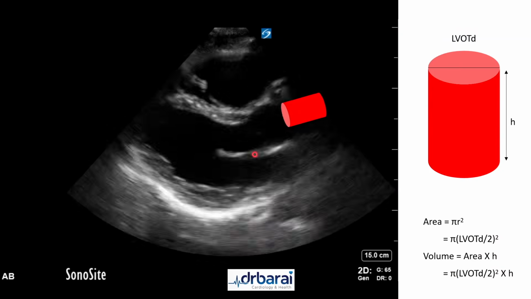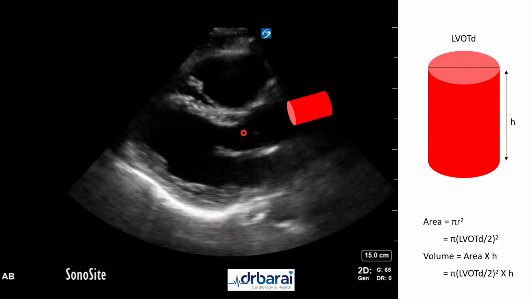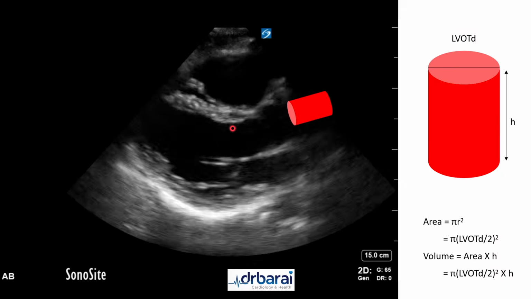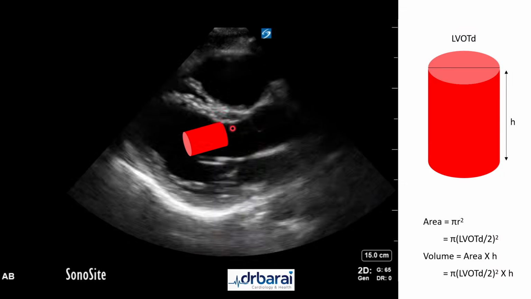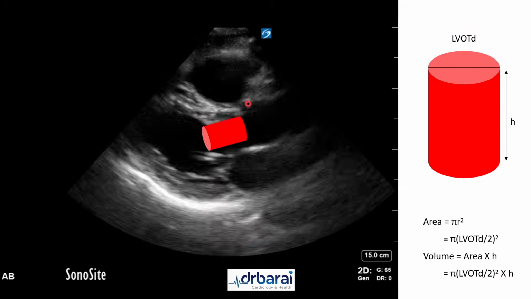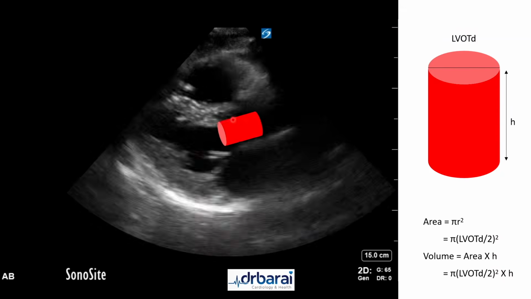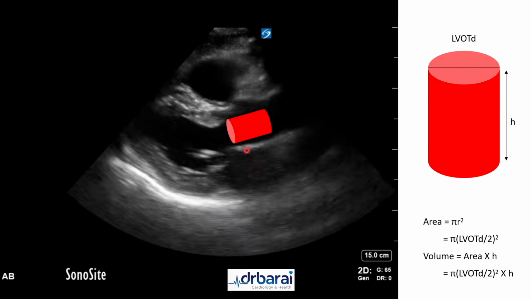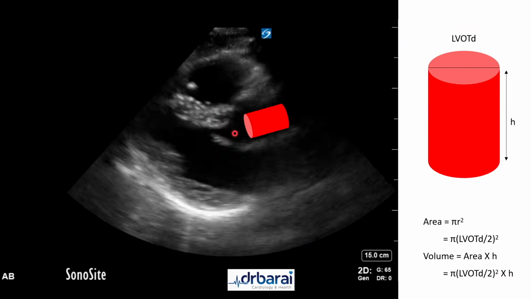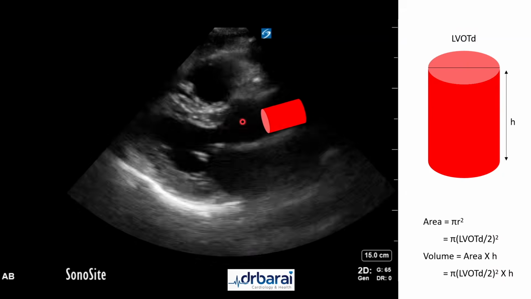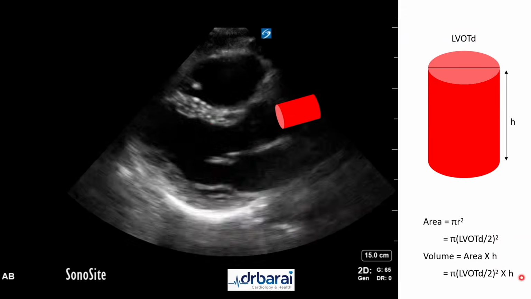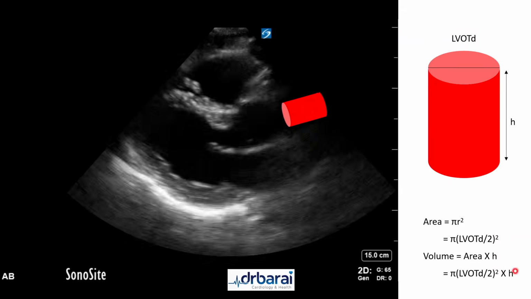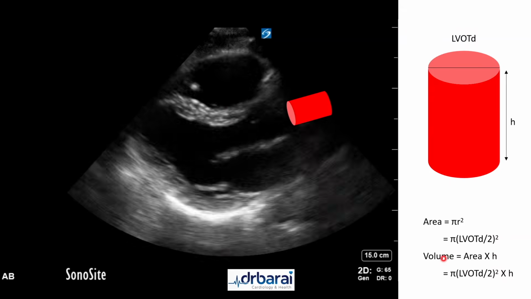Of course, as I've said, everybody is different. To be precise and to be accurate, we must do the LVOT diameter measurement. But if we don't have the time, we can assume that it is 2 centimeter, and by looking at the LVOT VTI, we can assume what the stroke volume might be.